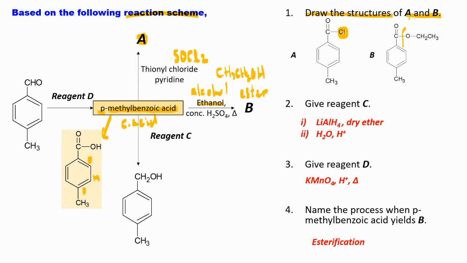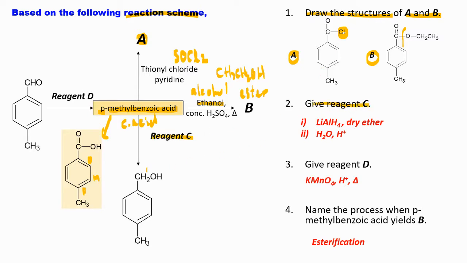So when it says draw the structures of A and B, you need to draw A and B and also label A and B. Don't just give the structure without labeling A or B, or just answer in the question, or just draw on the reaction scheme. Redraw.